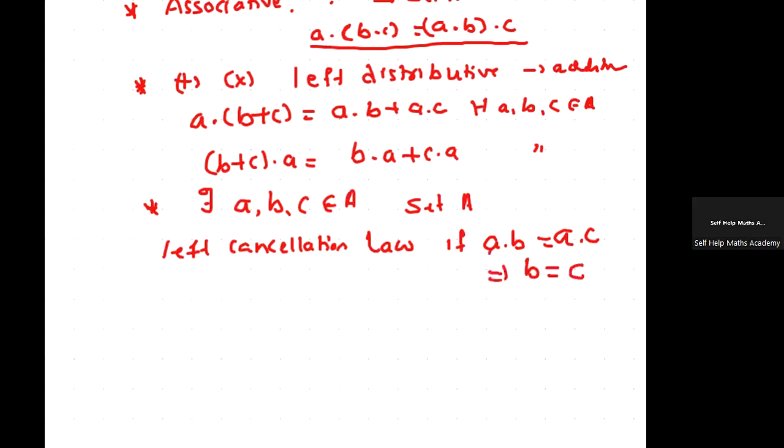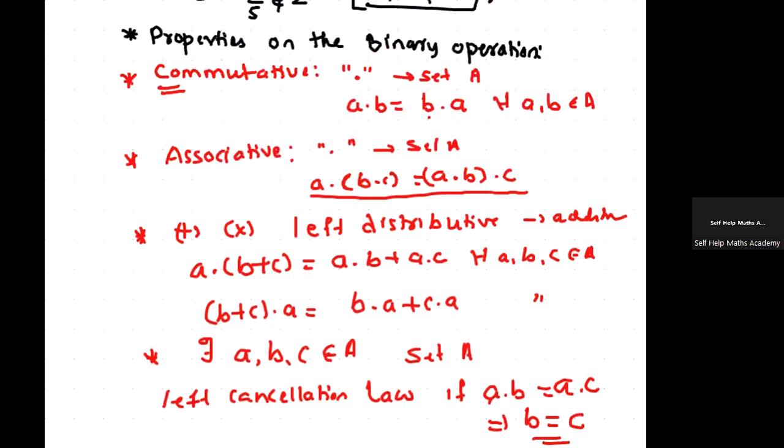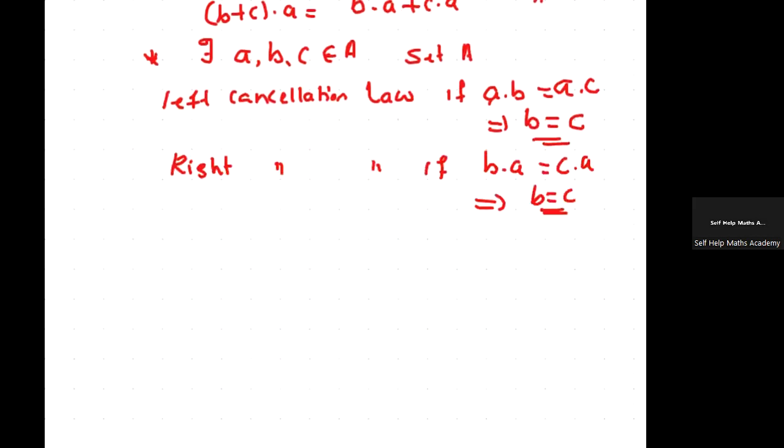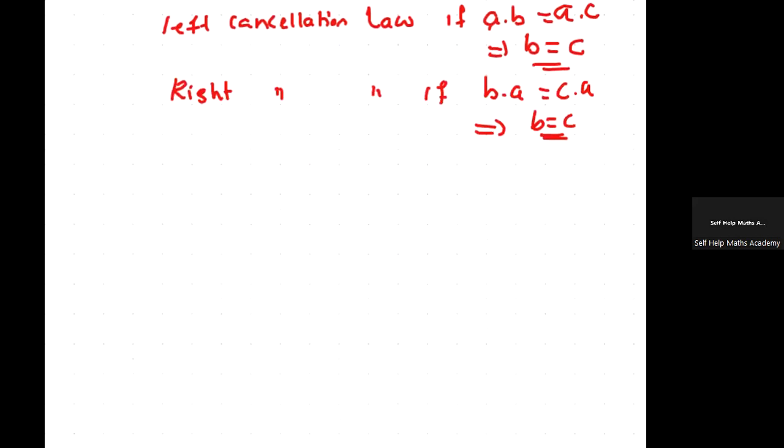Similarly, I have a right cancellation law. If B dot A is equal to C dot A, this implies B equal to C. So we can have this left cancellation law and right cancellation law. Clearly, we have here the properties of the binary operation: the commutative property and the associative property. Then we have the left distributive over addition, right distributive over addition, and the left and right cancellation law. These are the important properties which we'll be using when we are solving the examples.